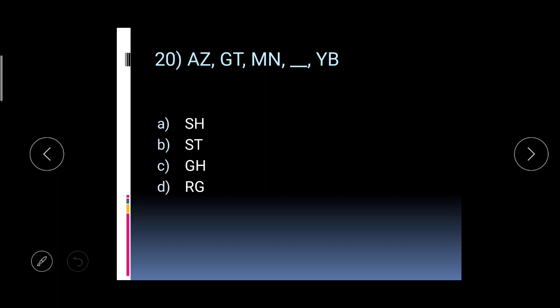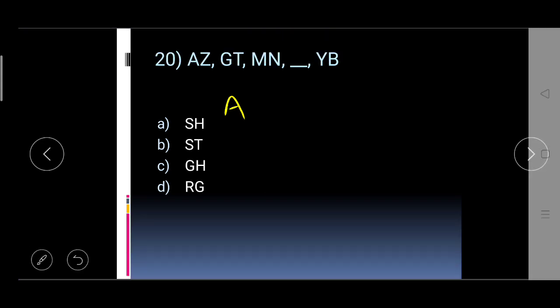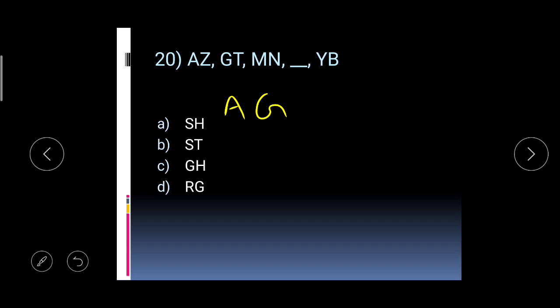Yeah, it's a bit tricky one, but again if you are good at finding the position values then it's very easy. Okay, A, Z, G, T, M, N, Y, B. Okay, let's start writing. I'm just taking the first letters. A, then G, then M, and then dash, and then Y. Okay, I'm just taking the first letter.